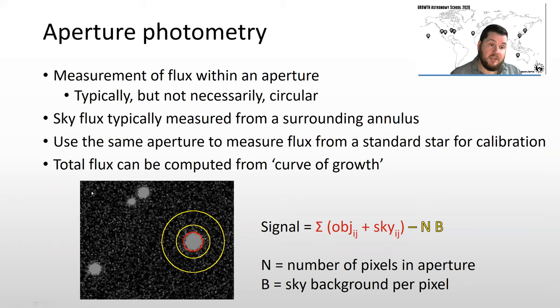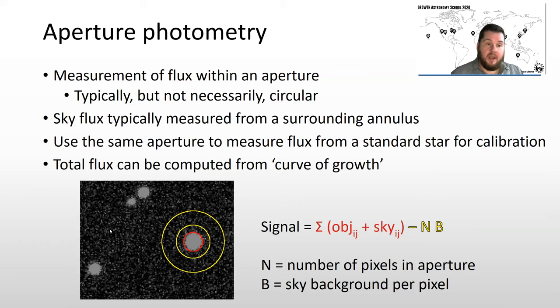So here I have an image on the sky. The red circle here is my aperture around my star, and the yellow circles are the inner and outer edges of my sky annulus. We're choosing a region of sky around my target under the assumption that the brightness of the sky in this region is the same as the brightness of the sky under my star, or the brightness that the sky would have if the star were removed.